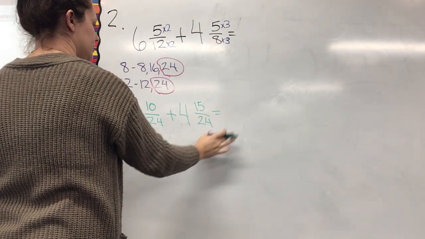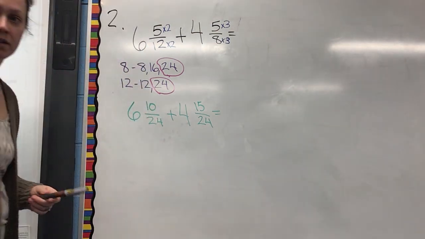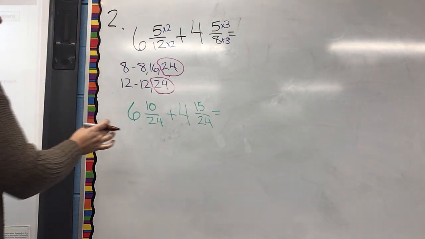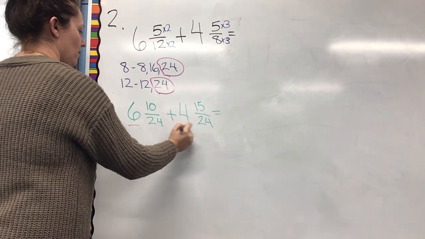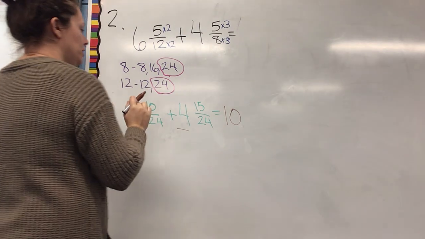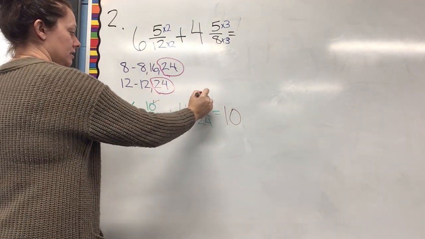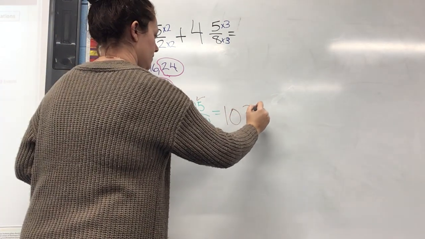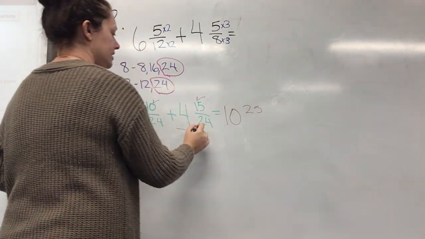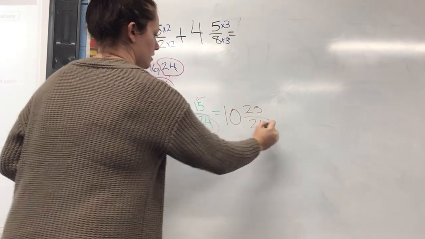Good. Do we have like denominators? Yes. Can I go ahead and add now? Yes. So I've got my whole numbers, 6 and 4, which is 10. I've got my numerators. What is 10 plus 15? 25. And I've got a denominator of 24. Am I done?